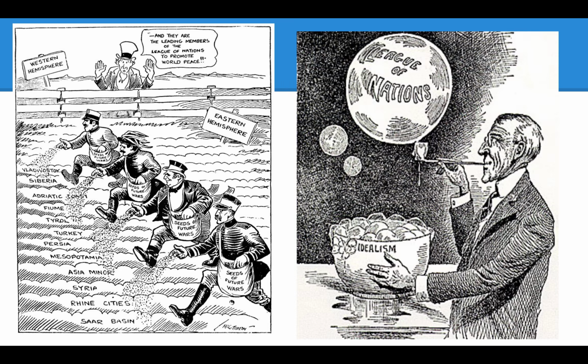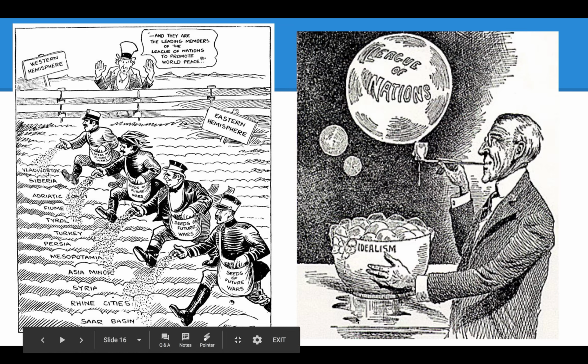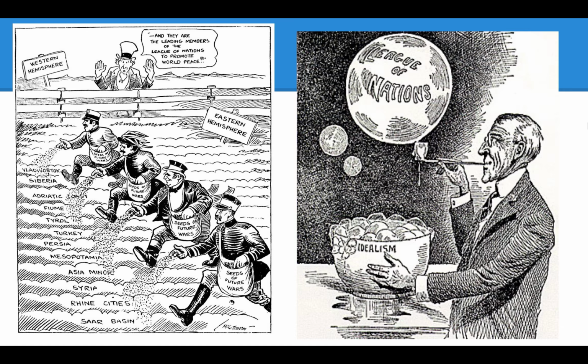This just shows some cartoons about this idea. This one says, and they are the leading members of the League of Nations to promote world peace. And this is the United States back here, not joining the League of Nations. And you see seeds of future wars are being sowed because nobody's stopping them. And then, of course, Wilson here, and we've looked at this cartoon in class, this idealism bubbles in the League of Nations and how he had great ideas, but he was very idealistic. I'd like to think of him more as pretty smart, but nobody was listening to him.